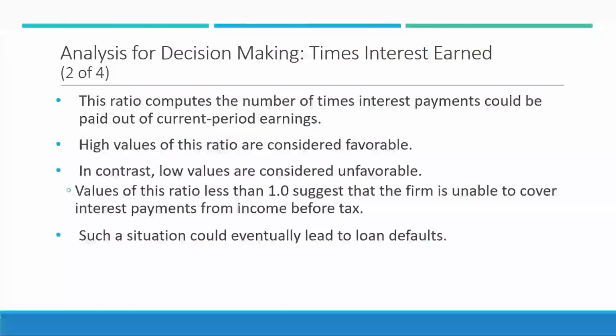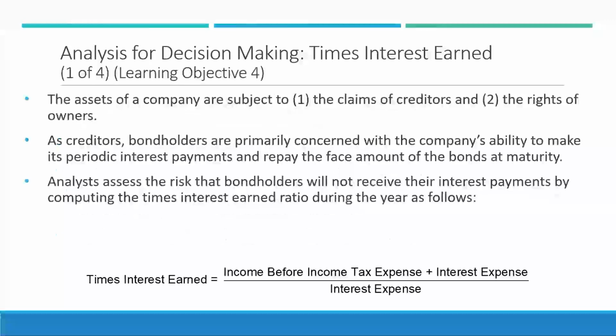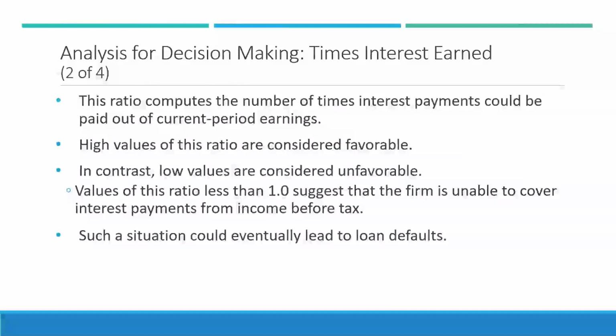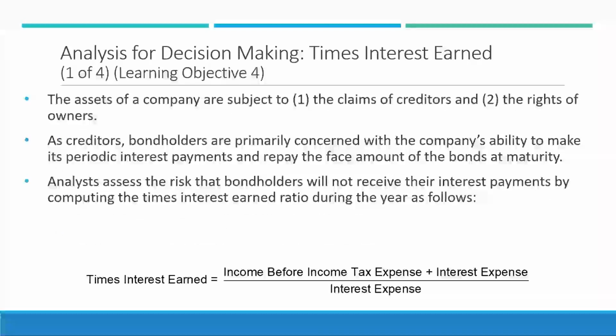And so high values of the ratio are generally considered favorable because that means they have more profit and less interest. And so a times interest earned ratio below 1 would mean that the company is unable to cover their interest expense throughout the year and would also be operating at a net loss.